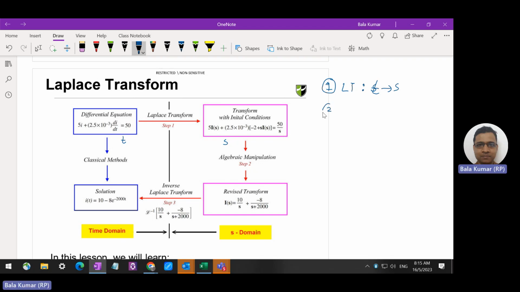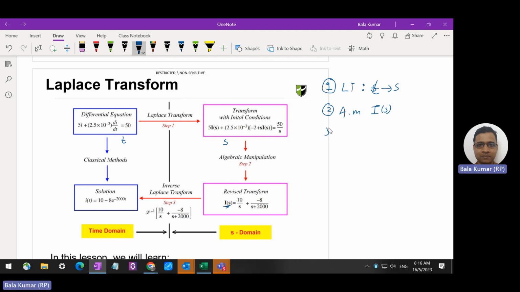And then the second step is to do algebraic manipulation on the S domain function such that we solve for the function. For example, over here we want I(s). So we do algebraic manipulation to solve for the function I(s).